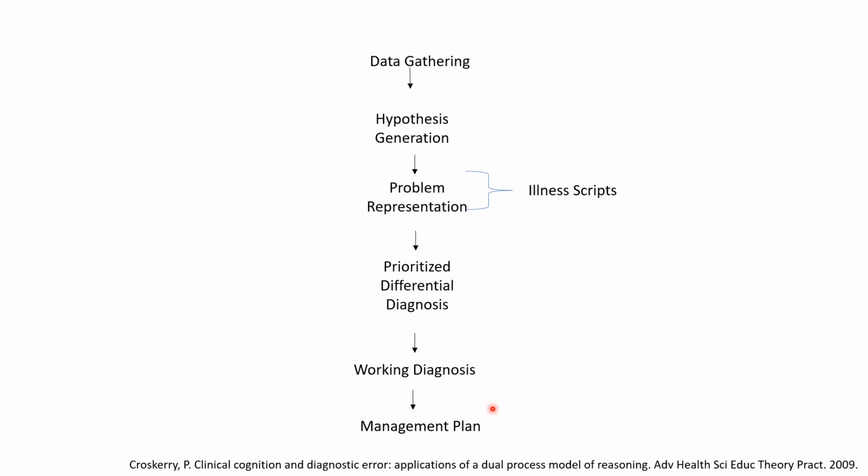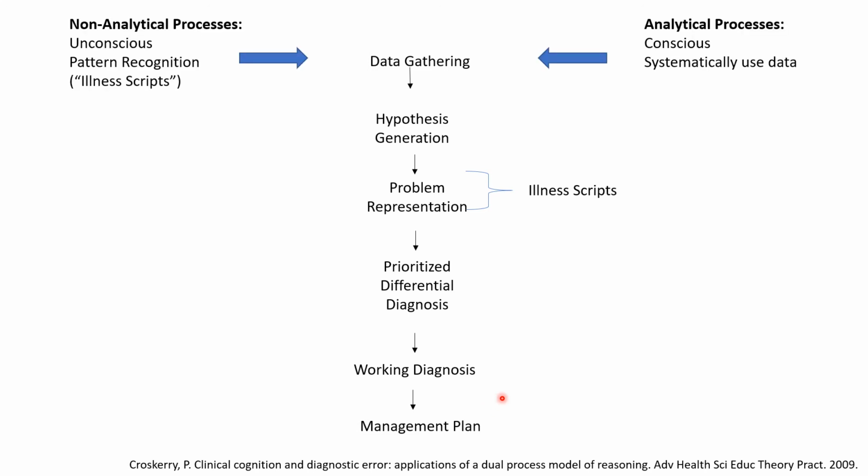This pathway is fed by two cerebral processes. The first is a non-analytical process, which is unconscious and relies heavily on pattern recognition, or as we described, illness scripts. Often, the non-analytical pathway or process, often described as System 1, is used by very experienced clinicians to come to rapid decisions about patient care.